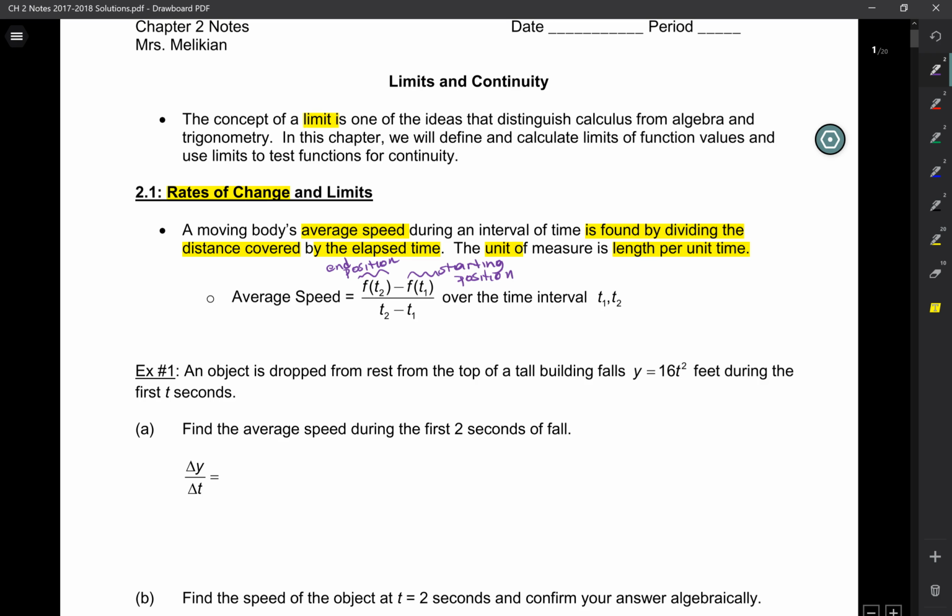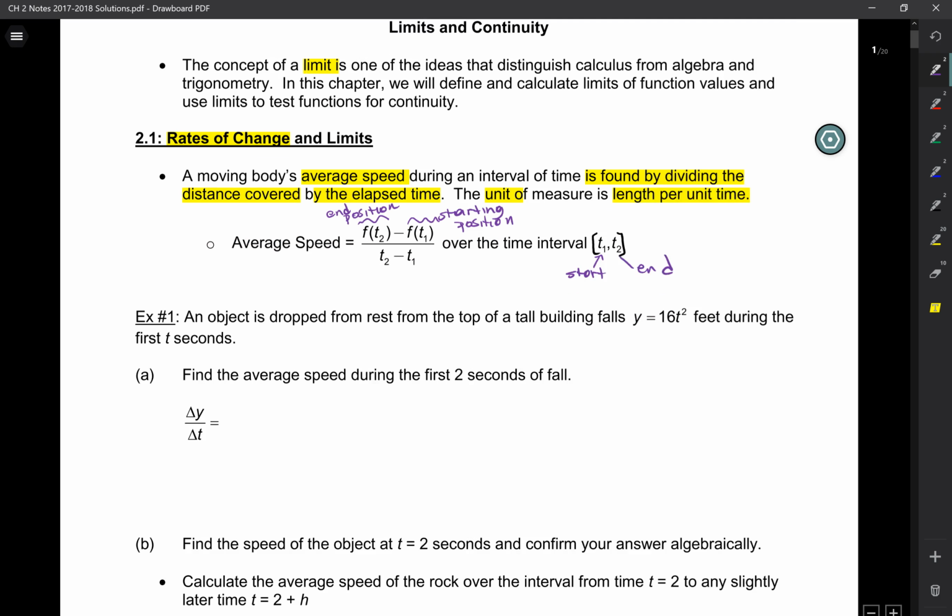Okay? So average speed is f of t2 minus f of t1 over t2 minus t1, over the time interval t1 and t2. The brackets didn't show up here for some reason. You have brackets on yours, right? Yeah. Okay. So here, t1 and t2 are the starting time and the ending time. Okay? All right.